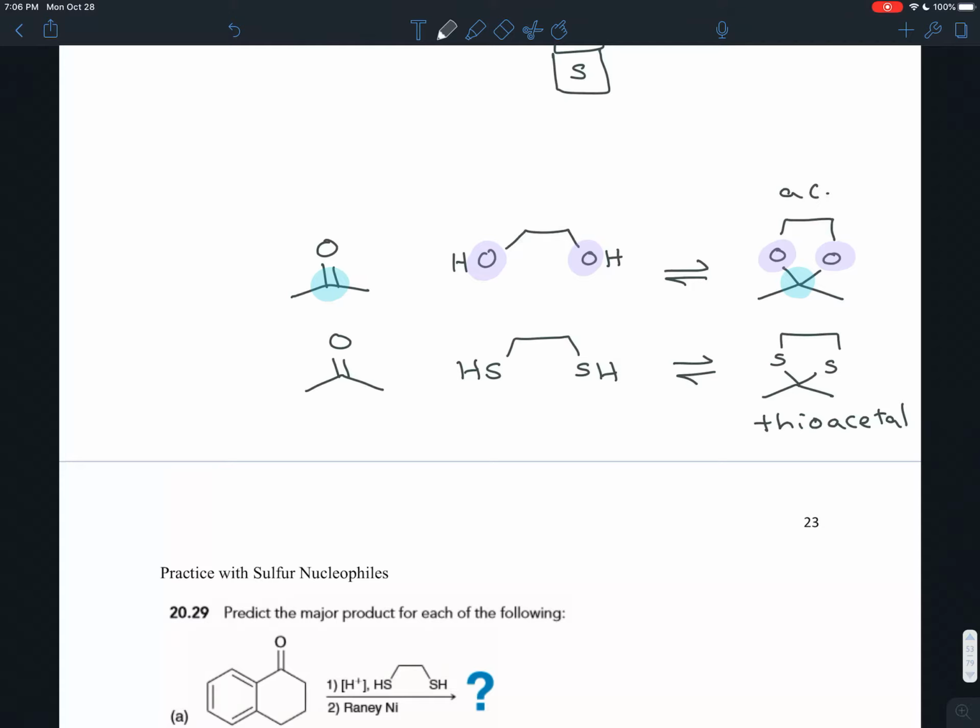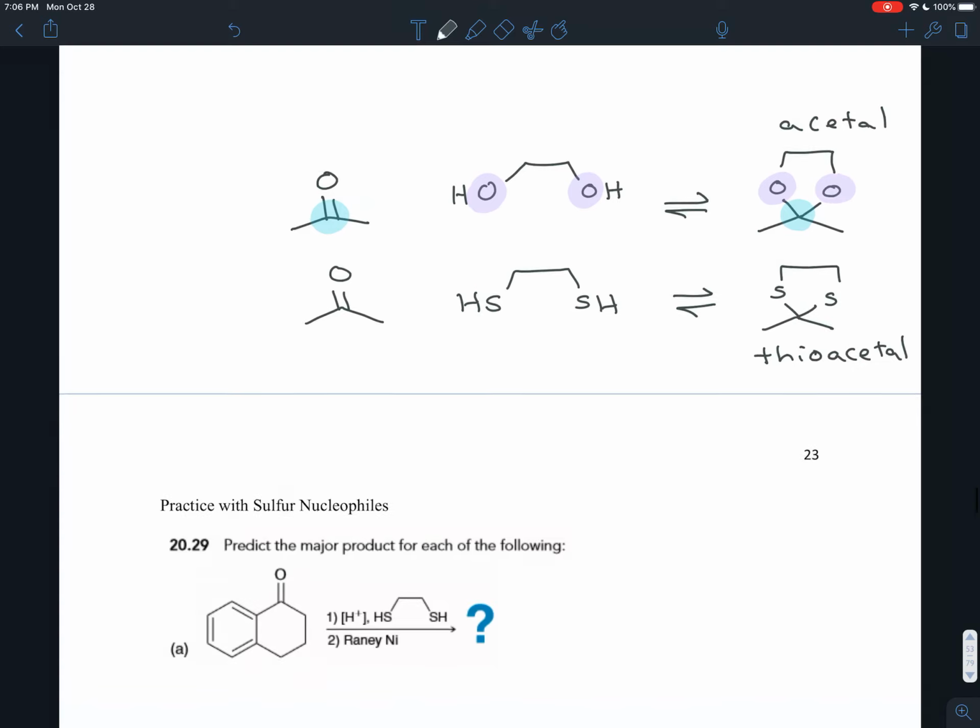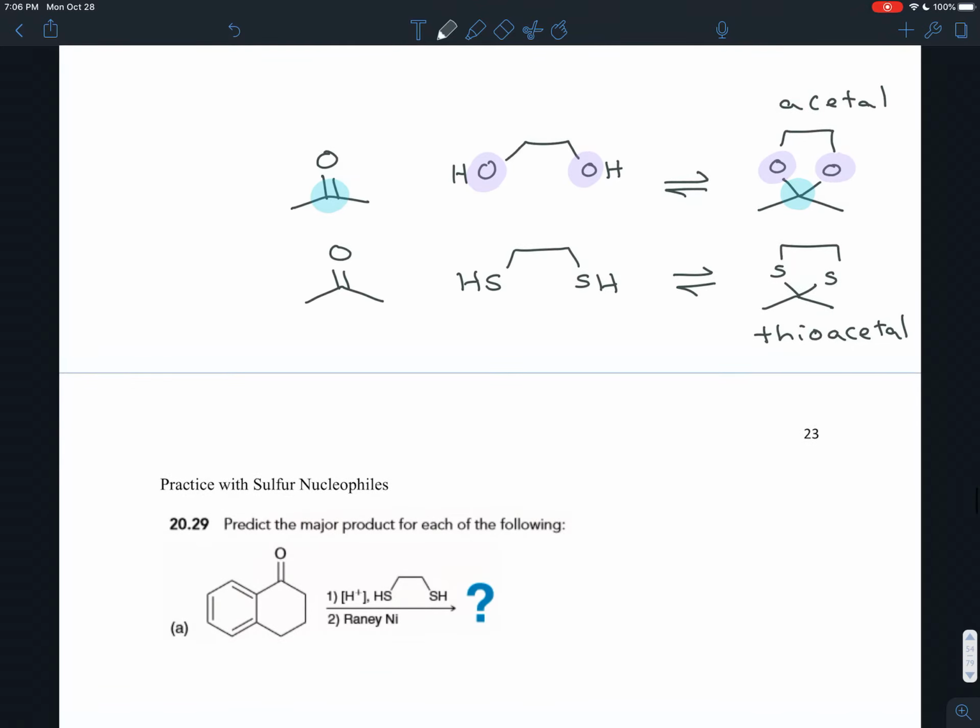So this top one was an acetal, the bottom one is a thioacetal. And the sulfur, the mechanism is really the same. So if you go back and watch the video for the mechanism of acetal formation, just replace all the O's with S's, and you would get this thioacetal formation.